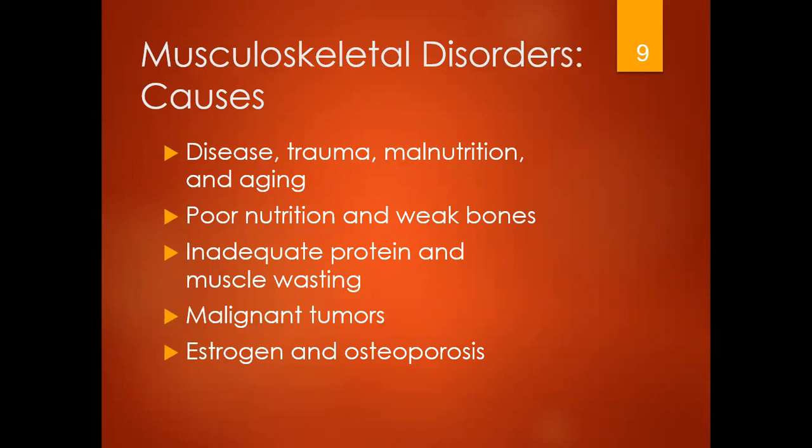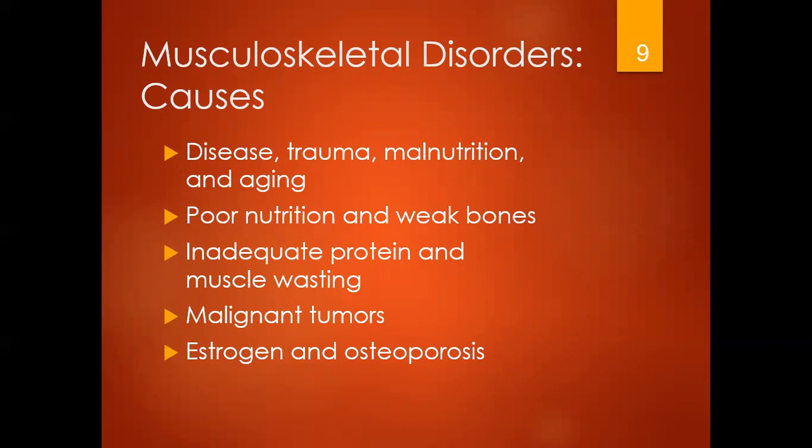Disorders of our musculoskeletal system. So as we know, things happen. Disease, trauma, malnutrition, and aging can cause issues with our musculoskeletal system. Poor nutrition, weak bones, right? We don't get enough calcium, we don't get enough phosphorus, we don't get enough vitamin D, we're not gonna have nice strong bones. Not eating enough protein and eating our muscles to provide that nutrition to our body. So making sure that we get enough protein.